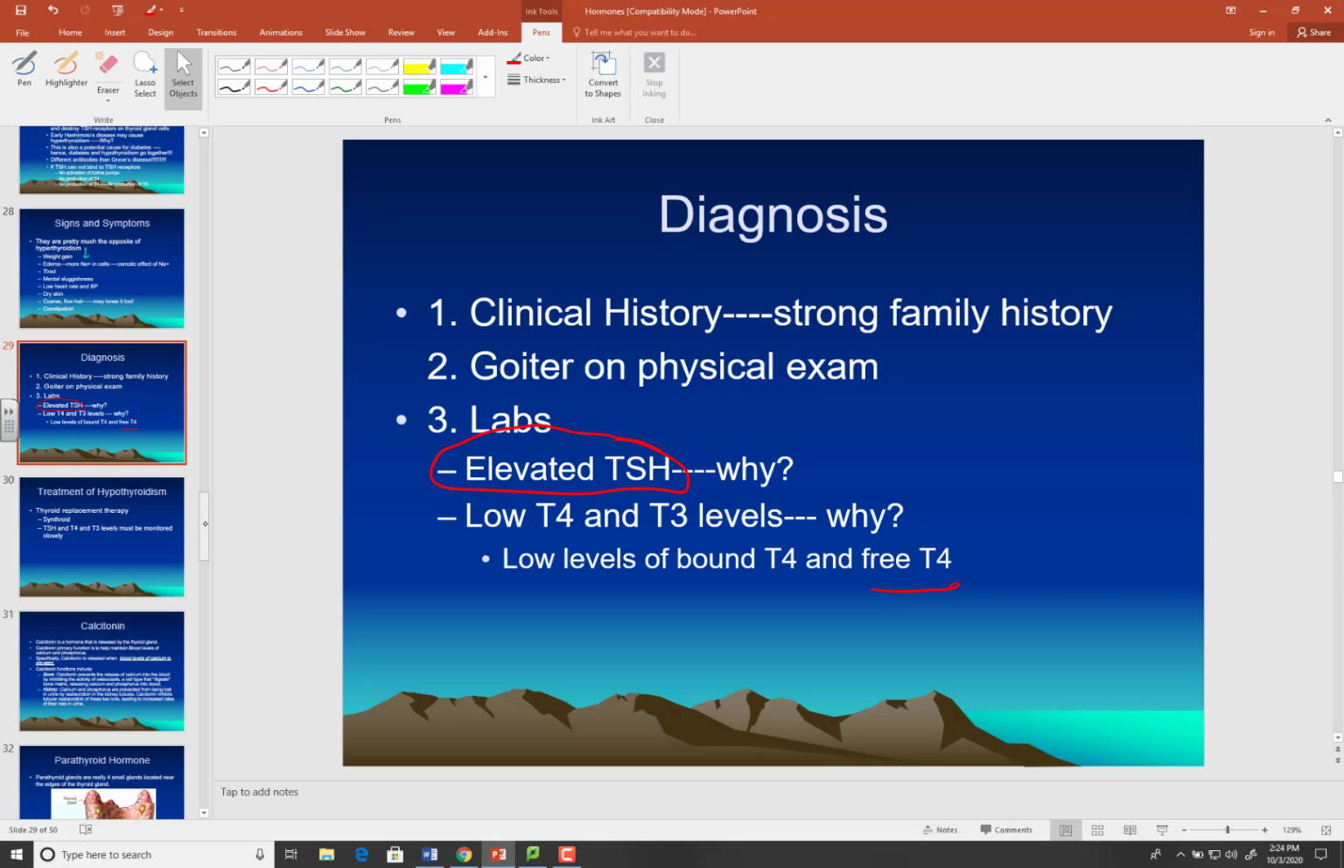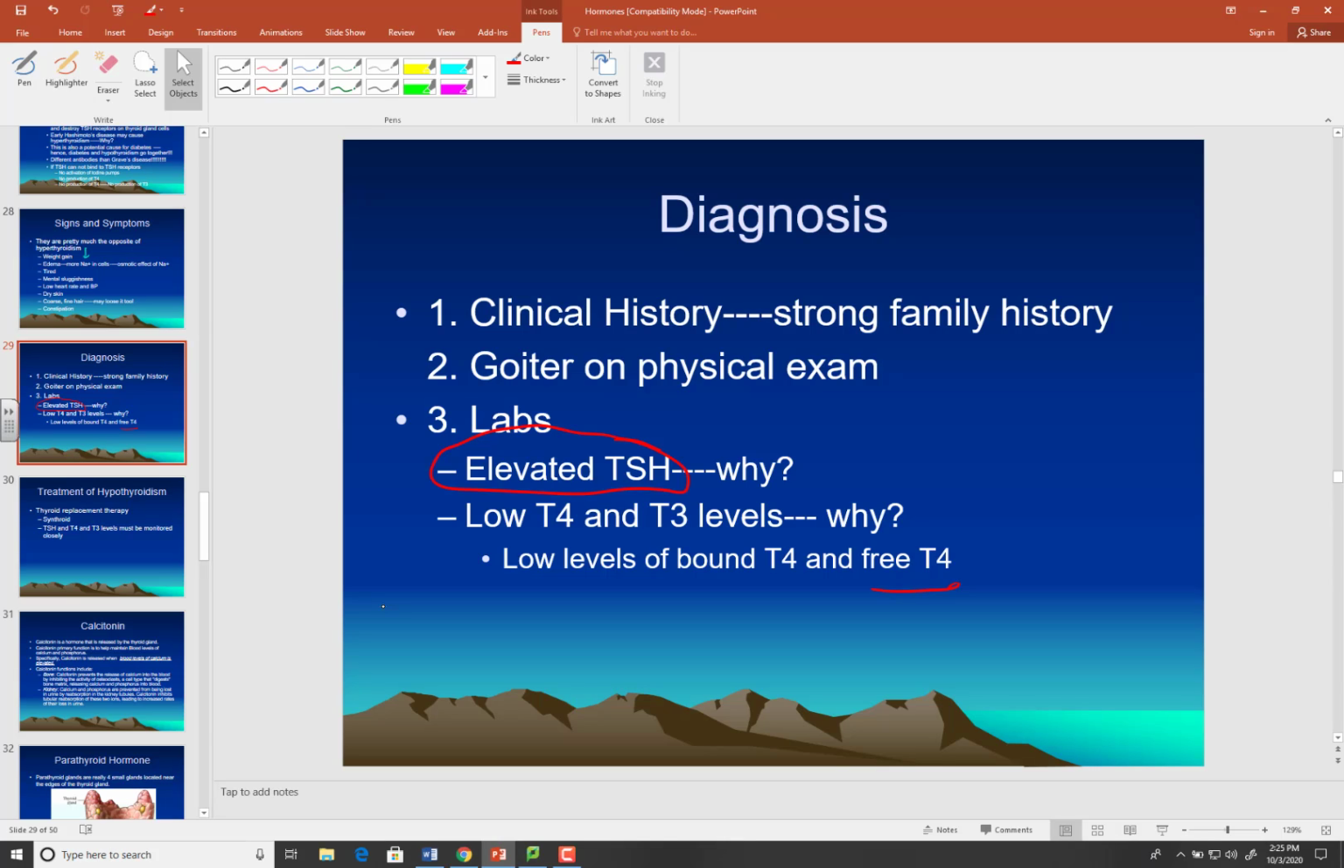So in hyperthyroidism, the TSH is decreased. In hypothyroidism, the TSH is elevated. So those are the signs and symptoms of hypo and hyperthyroidism. And again, Graves' disease is hyperthyroidism, so the signs and symptoms are the same.